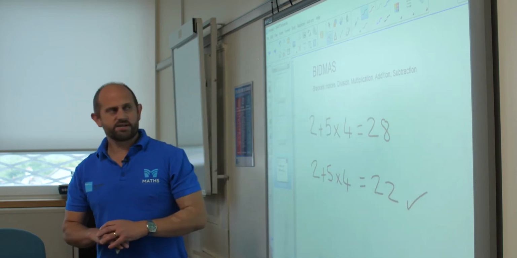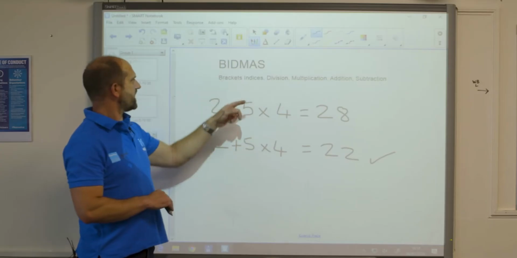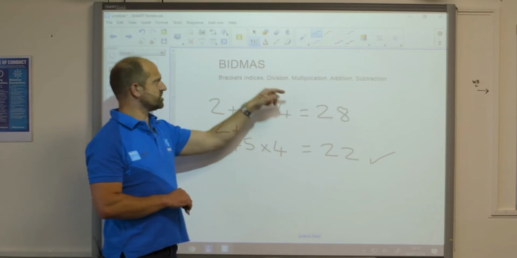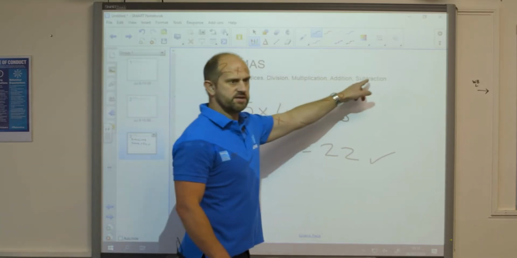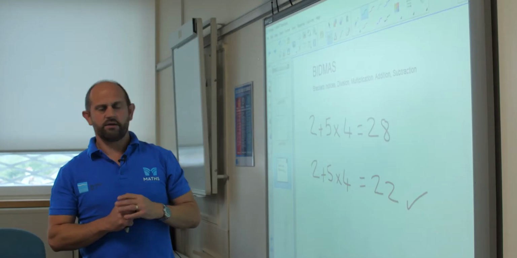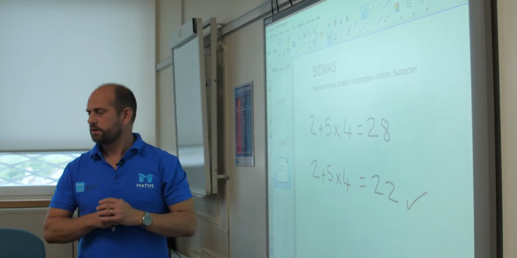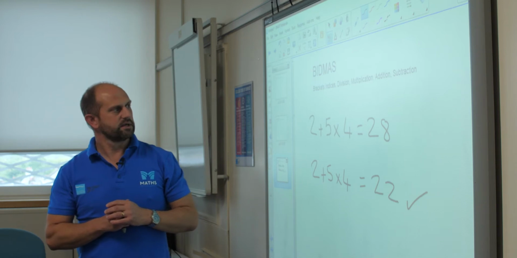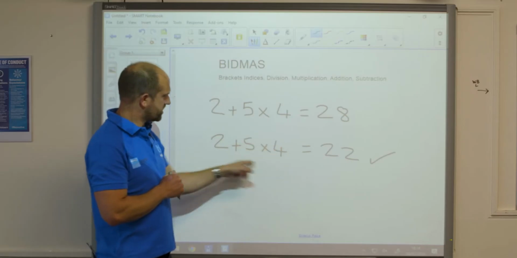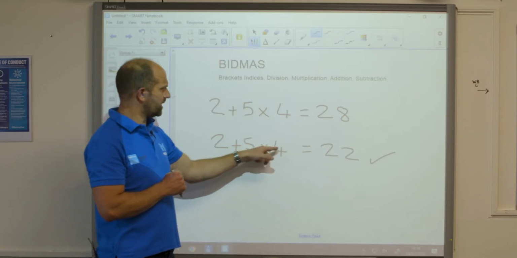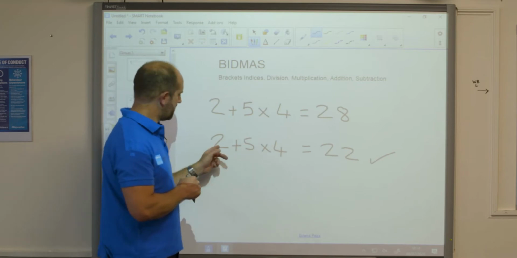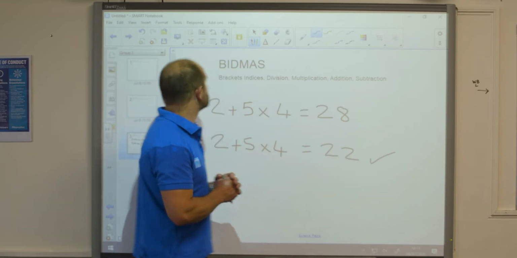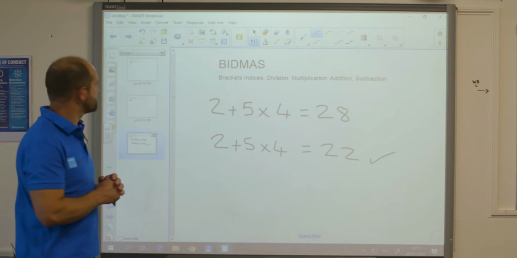So we use BIDMAS in a certain order. BIDMAS stands for brackets, indices, division, multiplication, addition and subtraction. Those are the orders that we do for breaking down our sums. Here you can see on this correct example, we've done 5 times 4 is 20, plus the 2 gives us 22. So let's have a look at a couple of examples.